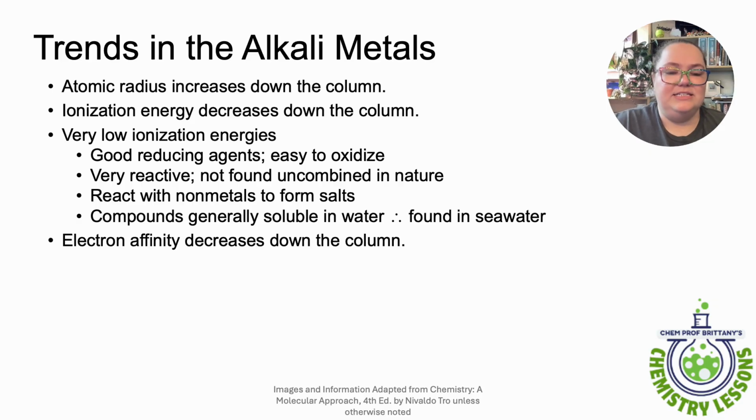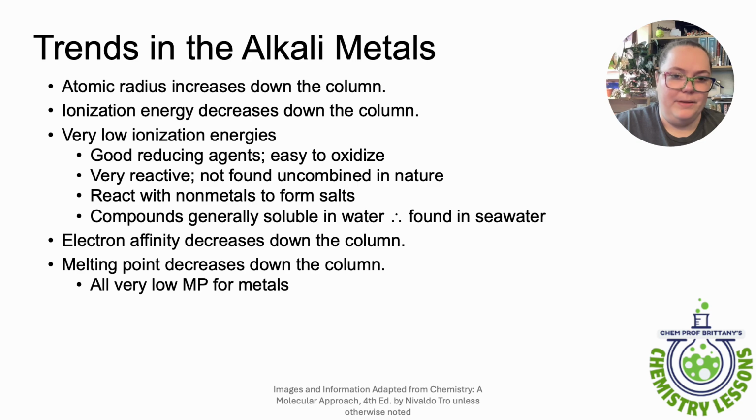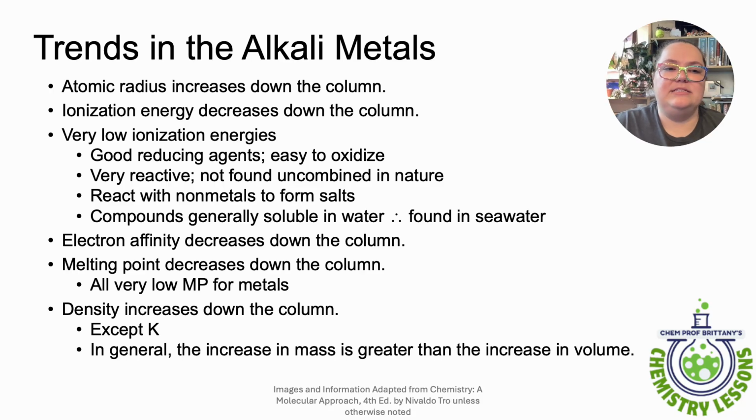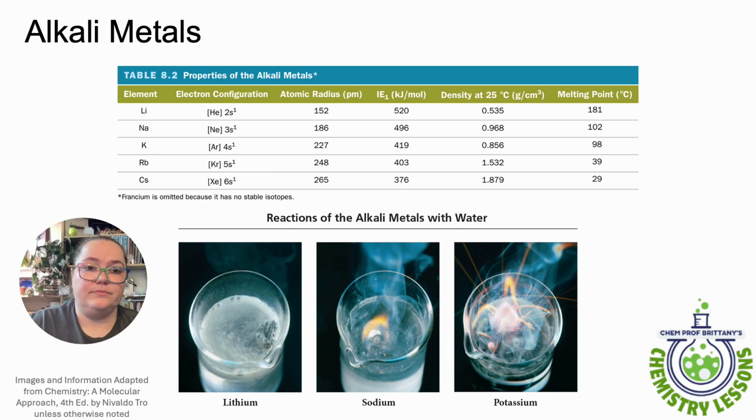Our electron affinity decreases down the column. Our melting point decreases down the column. They're all really low melting points for metals. And their density increases down the column, except for potassium. It's a weirdo. But in general, the increase in mass is greater than the increase in volume.